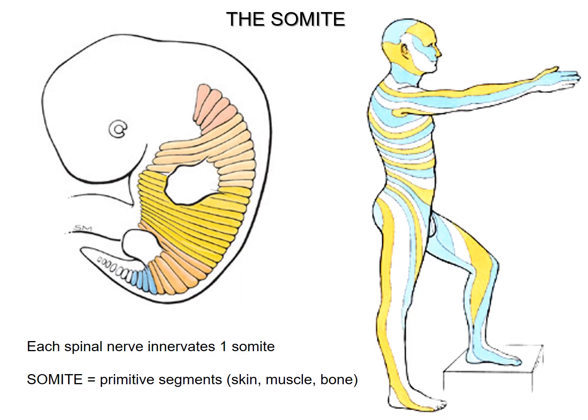The somites are segmental axial structures of vertebrate embryos that give rise to vertebral column, ribs, skeletal muscles, and subcutaneous tissue. Each spinal nerve innervates one somite. One somite consists of skin, muscle, and bone.